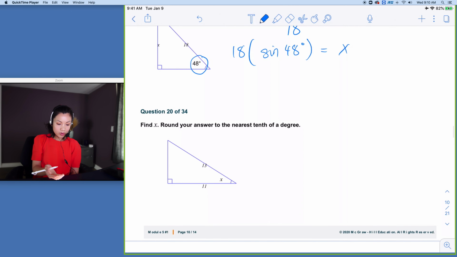Now, we want to find the angle this time. We are given this is adjacent and this is hypotenuse. So adjacent and hypotenuse is cosine, right? So if I have cosine of x, it should be 11 over 13. Okay, you get the number and you do the inverse. So you're going to get the answer if you do the inverse of cosine.